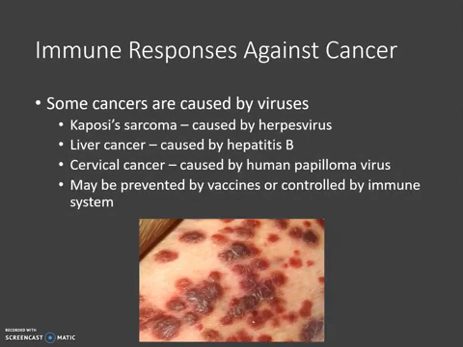Now, the immune system can attack some forms of cancer, and that's because some cancers are actually caused by viruses. And so if the immune system is healthy, it can attack the viruses or the cells infected by viruses and potentially prevent the virus from causing cancer. Some of these cancers, we also have vaccines that can be given in order to prevent someone from developing cancer after they've been exposed to the virus. So some examples of cancers caused by viruses.